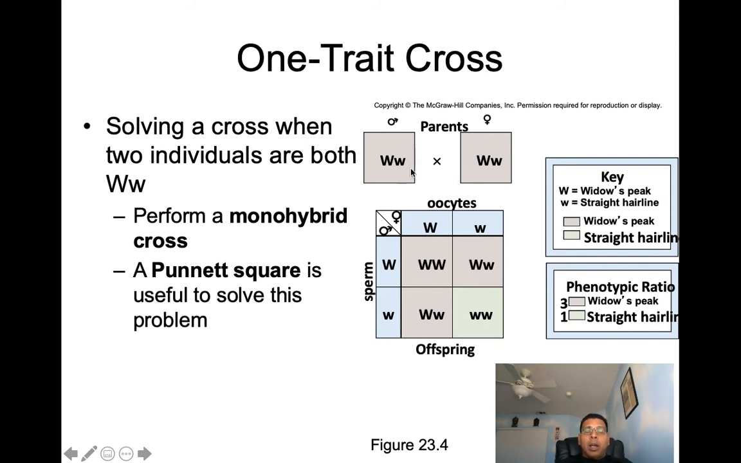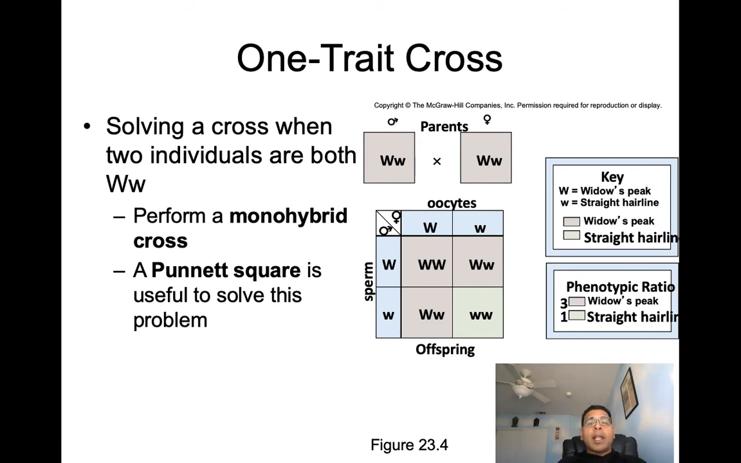Now in these heterozygous parents, you can see each parent has two possible types of gametes, a capital W and a lowercase w. So let's perform this monohybrid cross. One way to figure out the genotype and eventually the phenotype of the offspring is by using a Punnett square, as we see here in this picture.